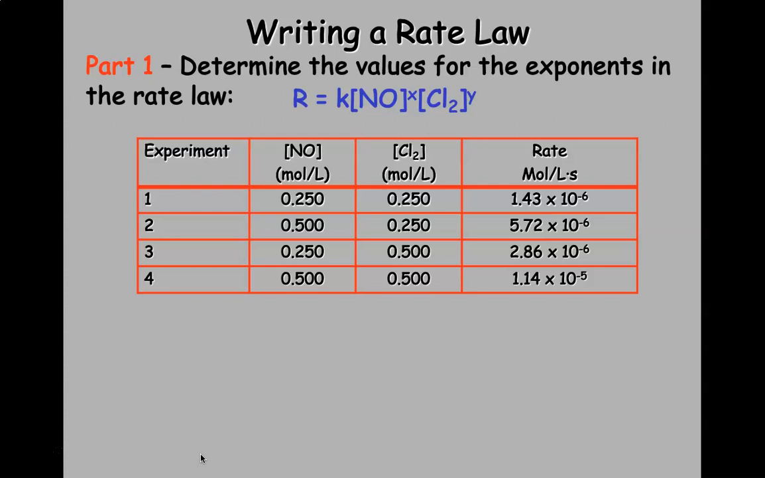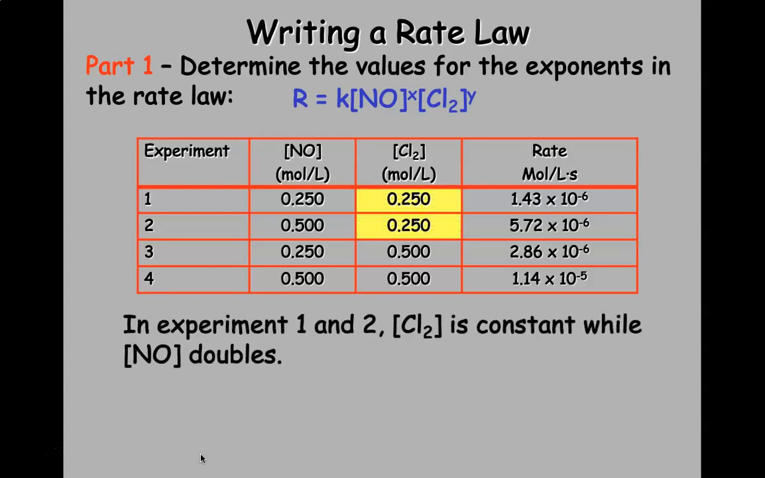In order to determine your exponent, the goal is to pick 2 experiments where the concentration of what you're looking at changes by some factor, but the other one does not change. So let's solve for nitrogen monoxide first. Which 2 experiments have nitrogen monoxide concentration changing, but the concentration of chlorine remains constant? Experiments 1 and 2, we see chlorine is constant while NO doubles.